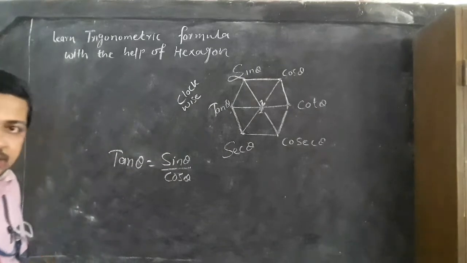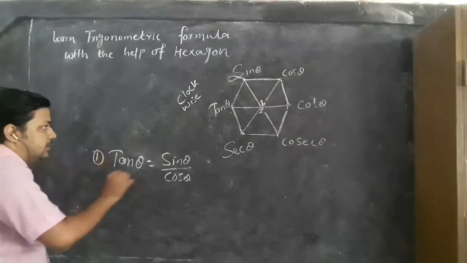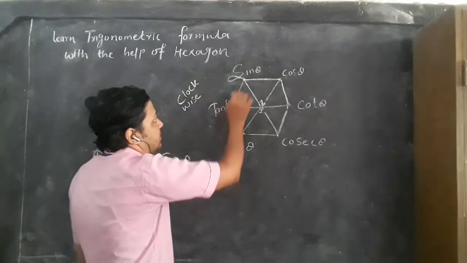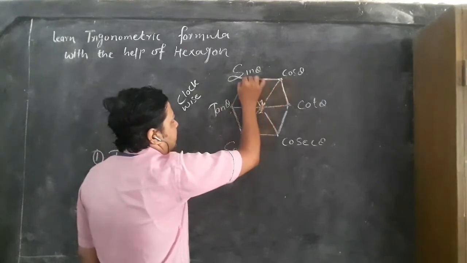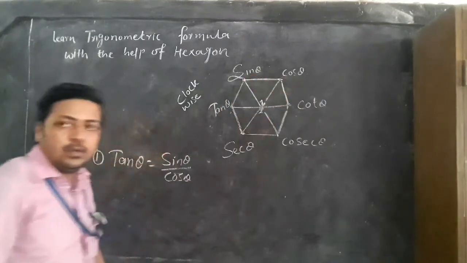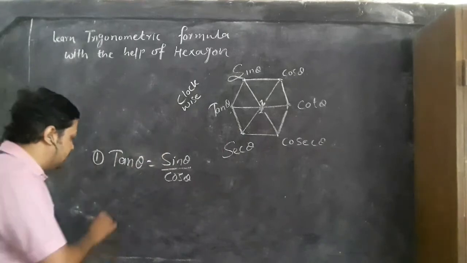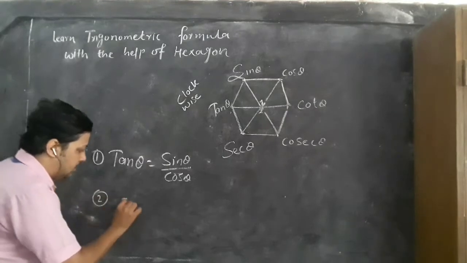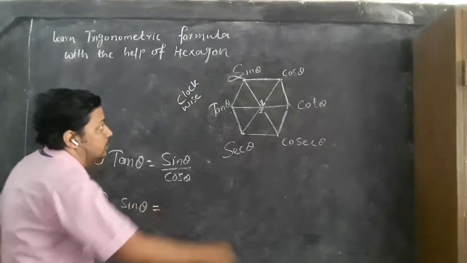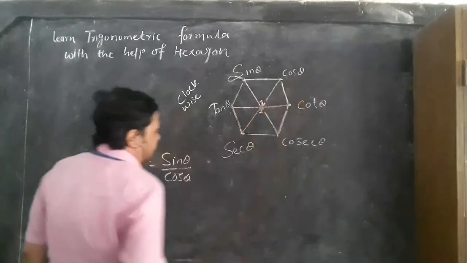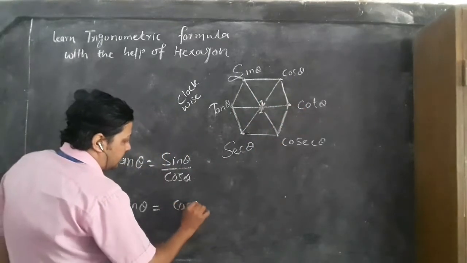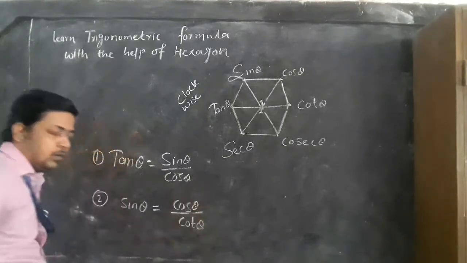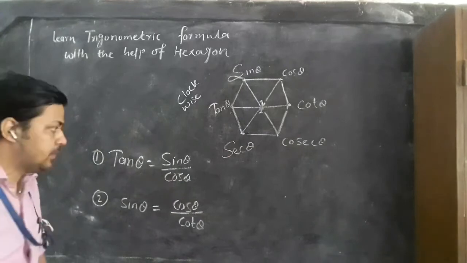Now the first formula, as I have already written here: tan theta is equal to this one divided by this one, taking the vertices of this one divided by this one. Got it? Now similarly, sin theta is equal to this one divided by this one, cos theta divided by cot theta.